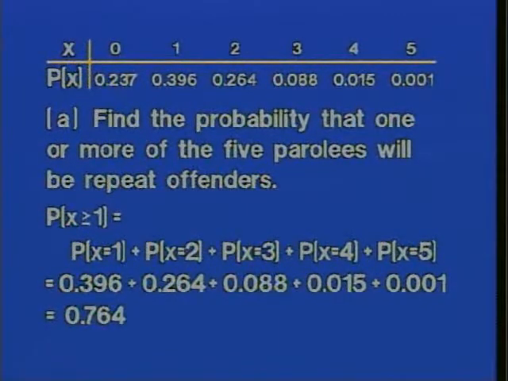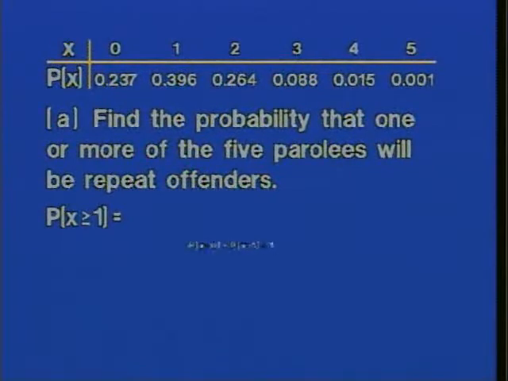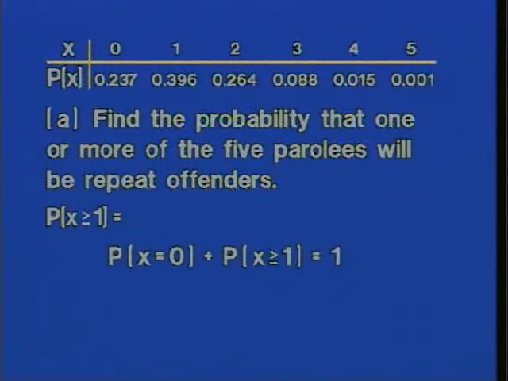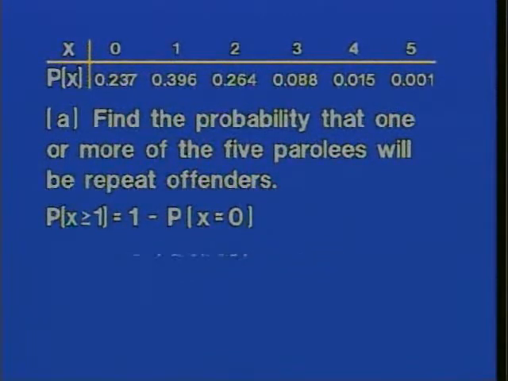There is another way to work this problem, and it's based on the idea that the sum of all of these probabilities is equal to 1. So the probability that x equals 0 plus the probability that x is greater than 0, that is, x is greater than or equal to 1, would be equal to 1. And so solving this for the probability that x is greater than or equal to 1 gives us the idea that we can find our answer as 1 minus the probability that x equals 0. Now the probability that x equals 0 is 0.237. 1 minus 0.237 is 0.763.